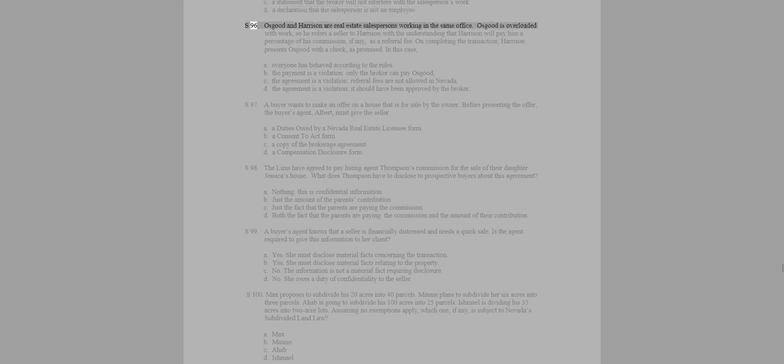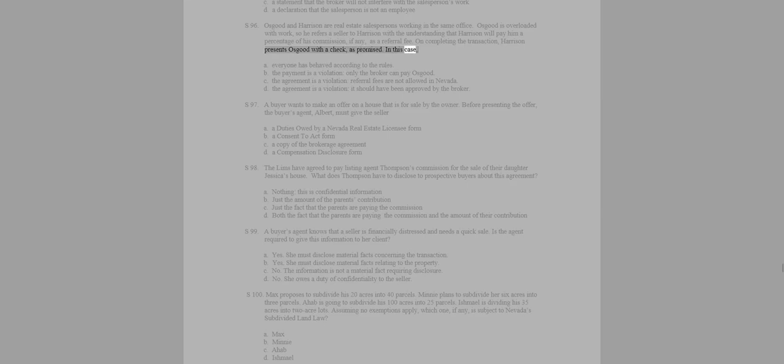S96. Osgood and Harrison are real estate salespersons working in the same office. Osgood is overloaded with work, so he refers a seller to Harrison with the understanding that Harrison will pay him a percentage of his commission, if any, as a referral fee. On completing the transaction, Harrison presents Osgood with a check, as promised.